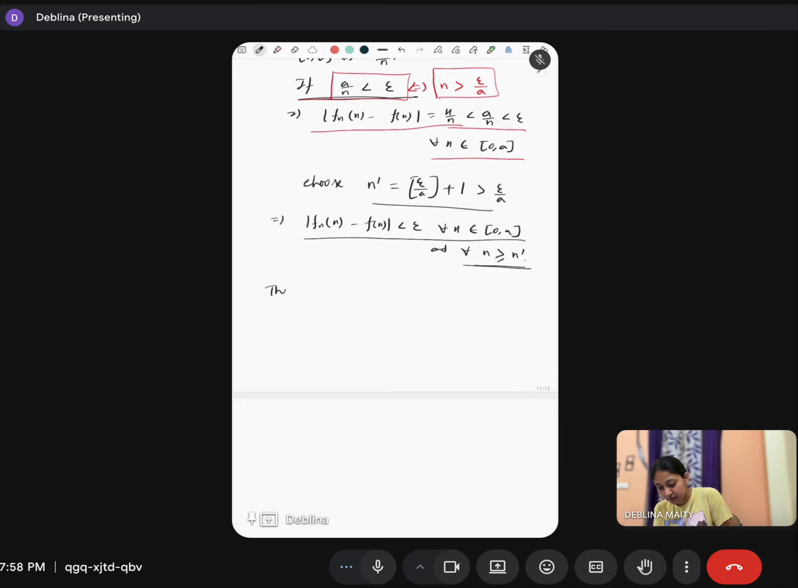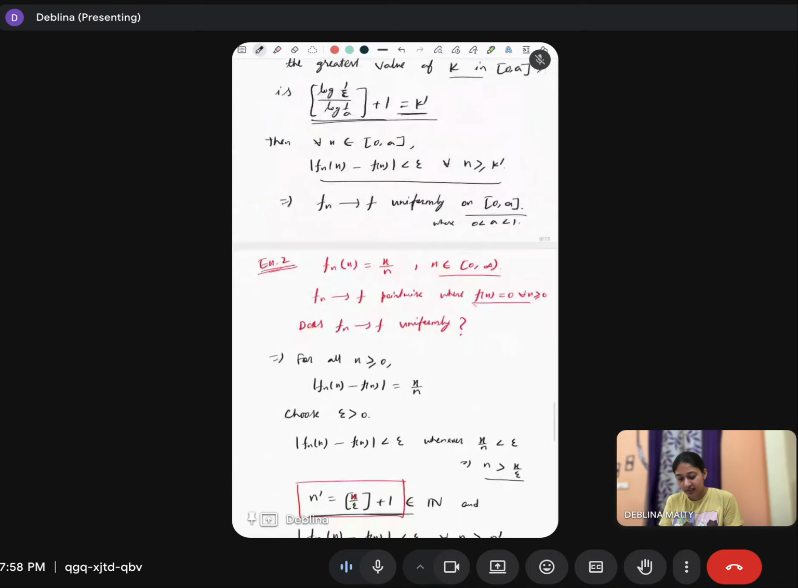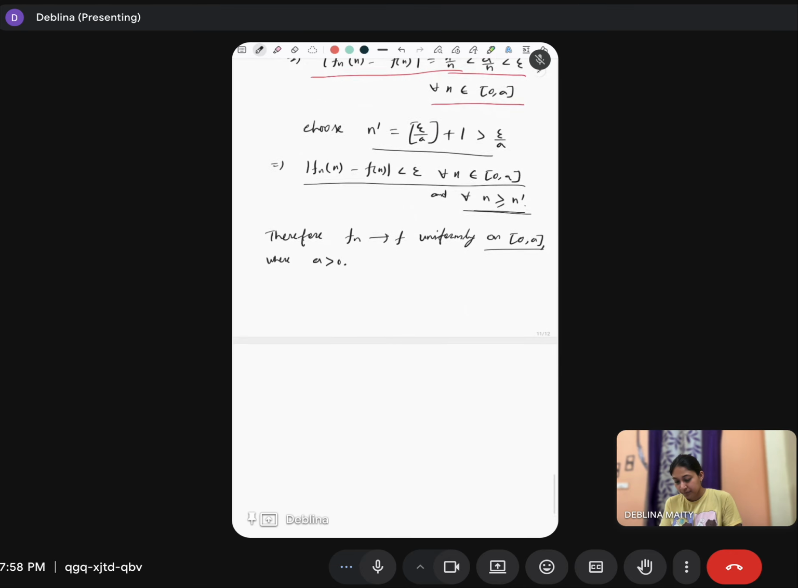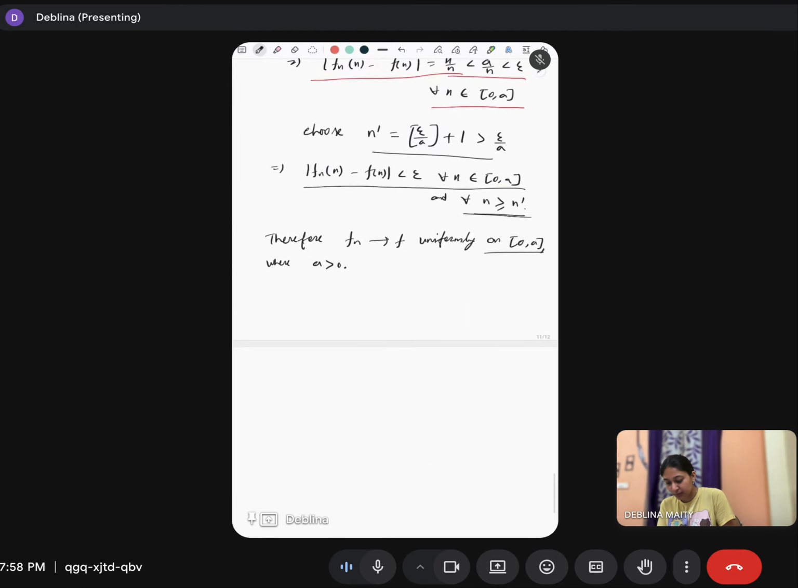So therefore fn converges to f uniformly on this closed interval 0 to a, where a is some point greater than 0, right? Okay, so we have found that this is not uniformly convergent on the whole domain 0 to infinity, but it is uniformly convergent on this 0 to a. Okay, let's go to the next problem.